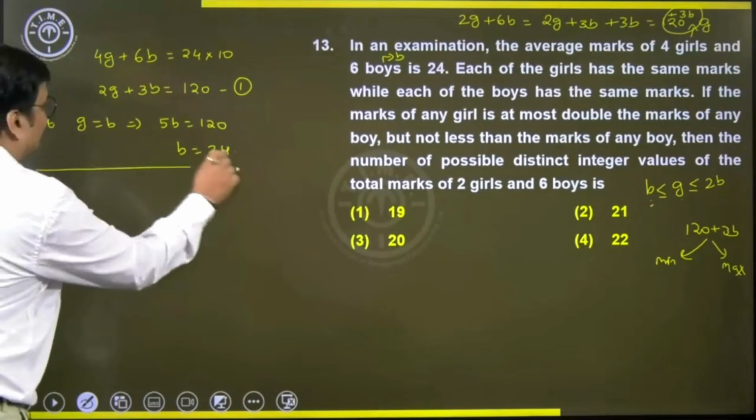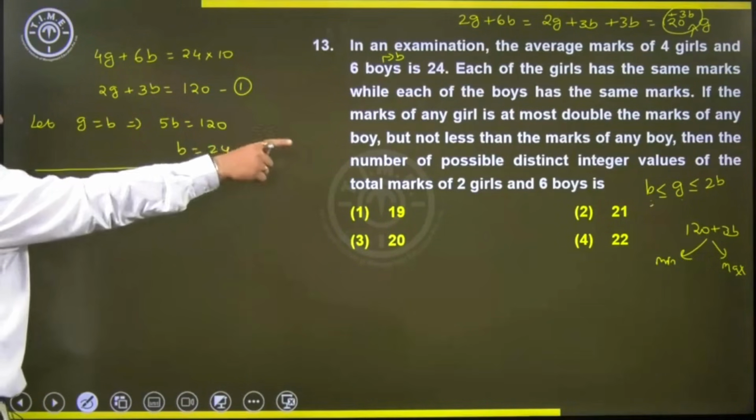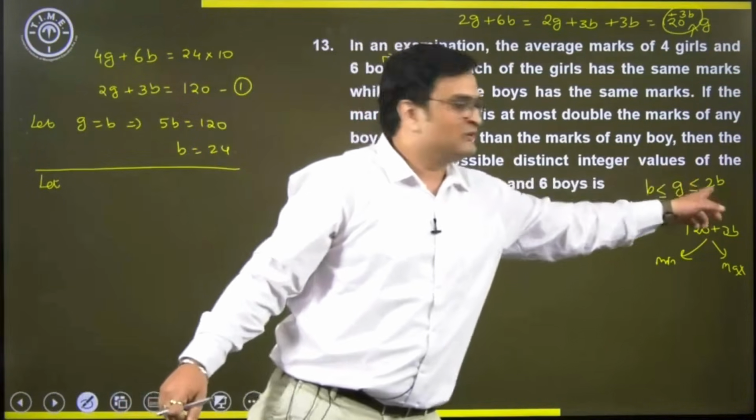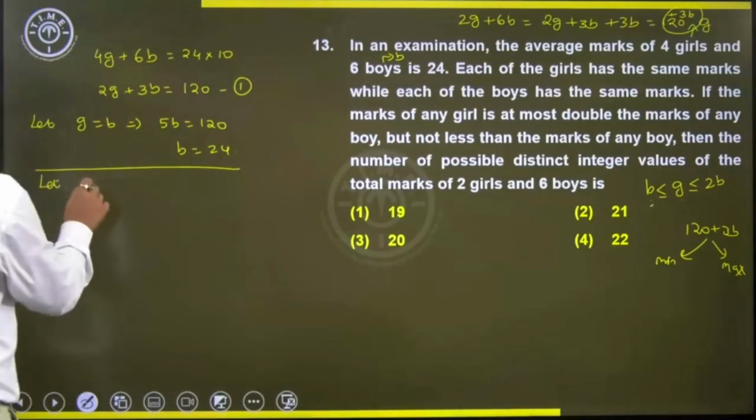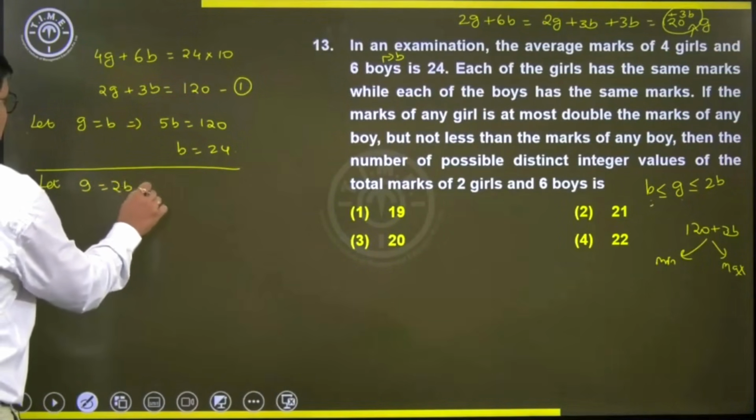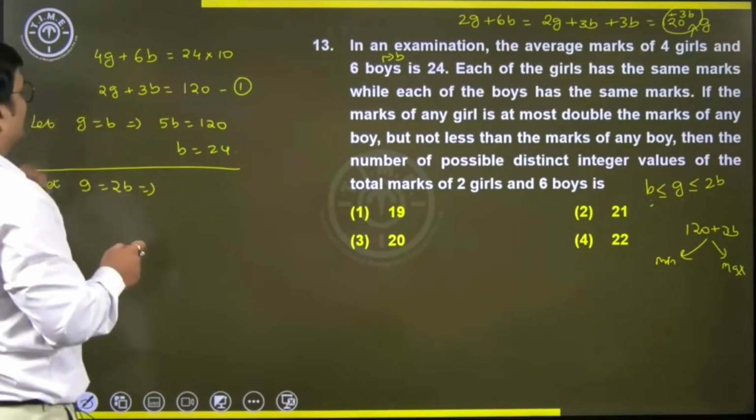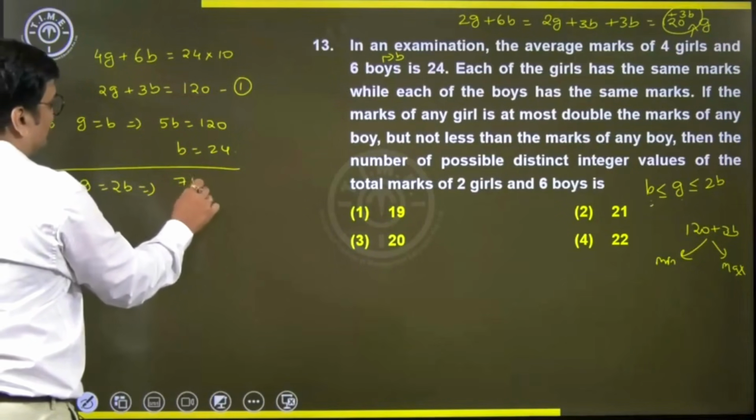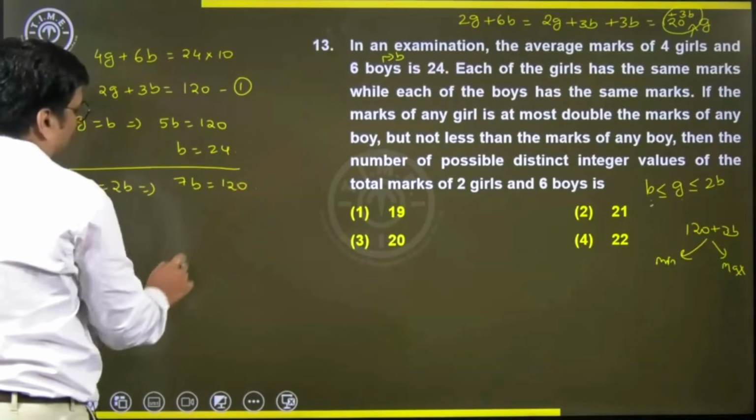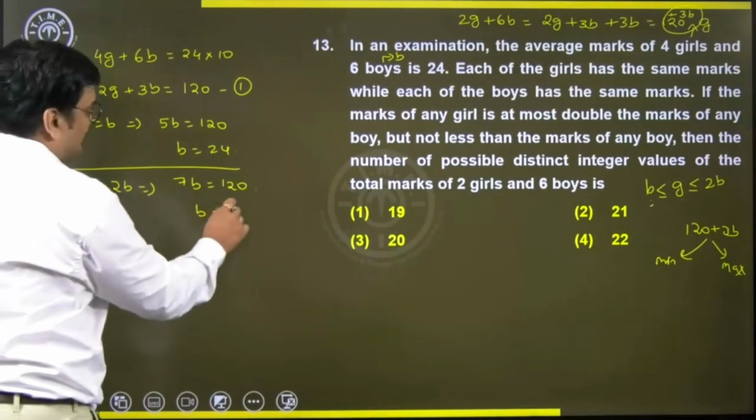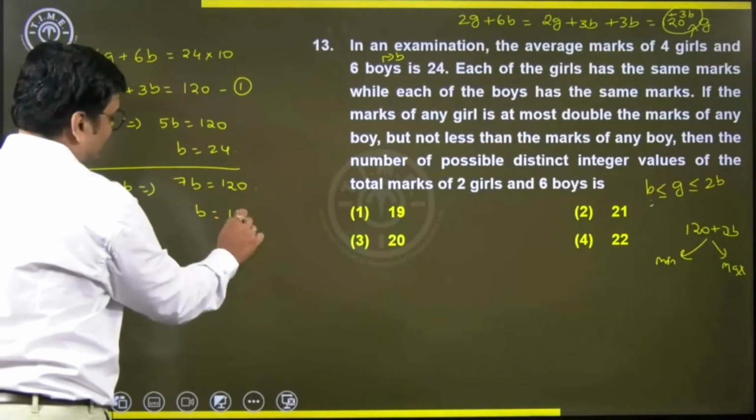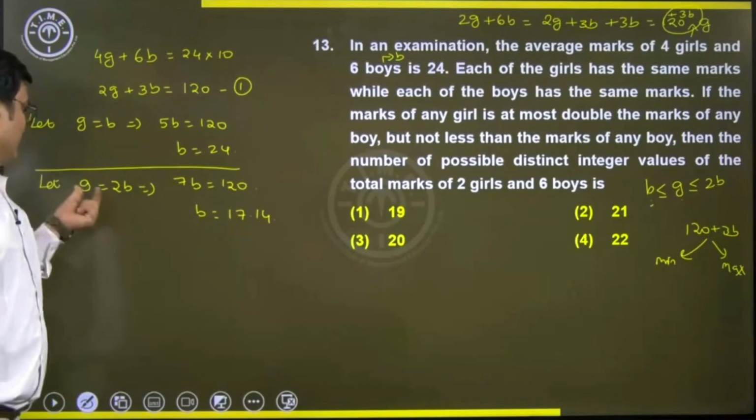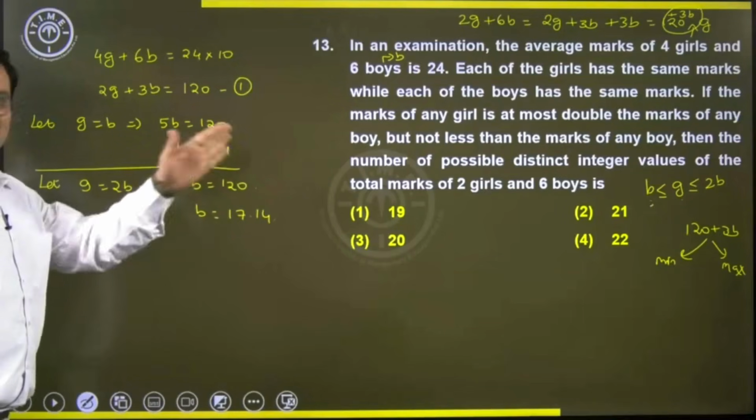Next, second case, using the same inequality, on the other end, G should be less than or equal to 2B. So, let us put G equal to 2B. If G is 2B, what will happen? 2 into 2B will be 4B plus 3B, 7B is 120. So, the value of B that I will get is 120 by 7, which happens to be 17.14. And if this is 17.14, G will be twice of this, 34.28.